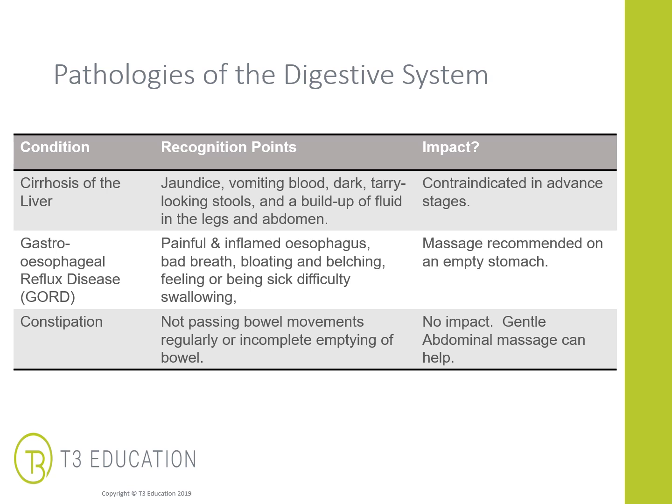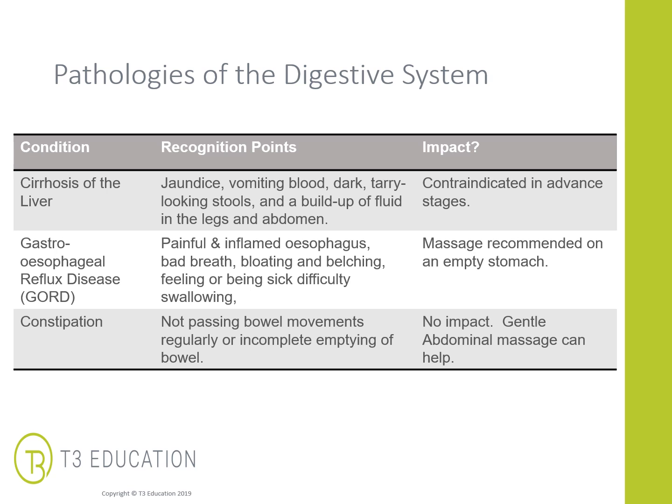Constipation, so technically this is where we're not passing bowel movements regularly, or alternatively where there's incomplete emptying of the bowel. It can cause them to be hard, lumpy, unusually large or unusually small. And in terms of severity, this varies massively from person to person. Sometimes people have it for a short space of time and they don't experience much discomfort, whereas others can have chronic constipation where it's a long-term condition and does cause significant pain and discomfort.